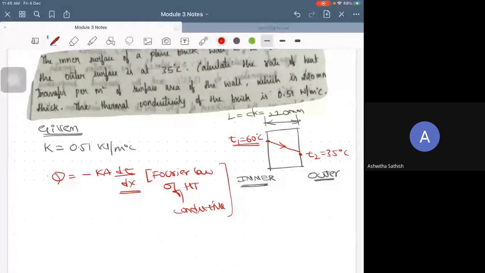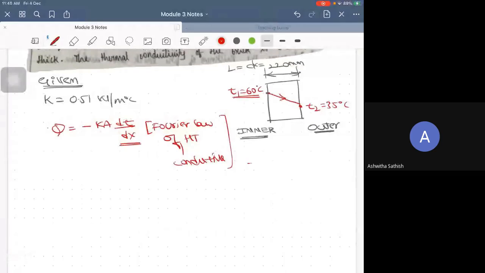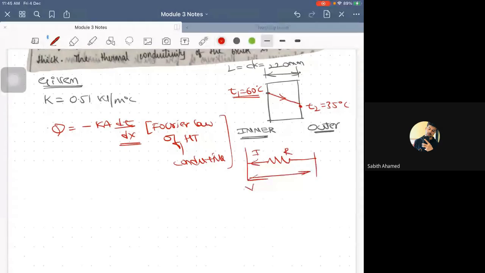I can go with this, no problem, but even you can go with the electrical analogy. Okay, what does electrical analogy say? If there is a resistance to a flow of current across certain voltage V, then how are these three parameters interrelated according to electrical principles? How are these interrelated? V is equal to I R.